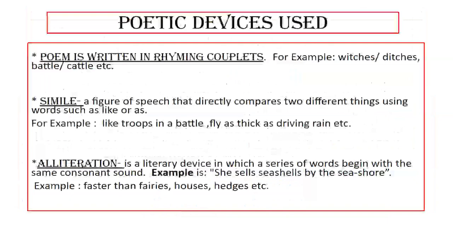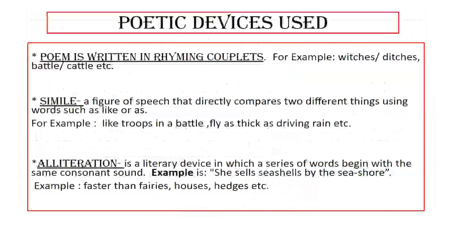Then the next poetic device which he has used is simile. Now, what is a simile? Simile is a figure of speech that directly compares two different things using words such as like or as. Like troops in a battle fly, as thick as driving rain. So these are similes which are used in the poem.